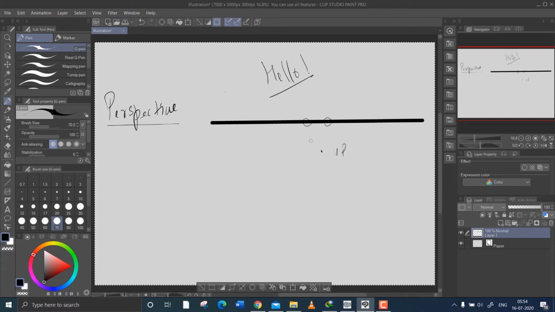There are a total 5 kinds of perspective: 1-point perspective, 2-point perspective, 3-point perspective, 4-point perspective, also known as the distorted, the fisheye lens. Then the 5-point perspective. We are only going to cover these first 3 because 4th and 5th comes later in more advanced lessons. So let's start.